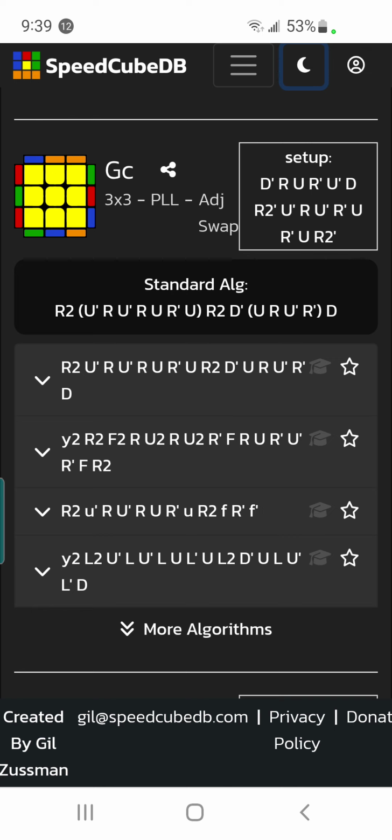Alright, again. Yep, there's 4 of the same GC perm algorithms. So then you'll be back to the solved state.